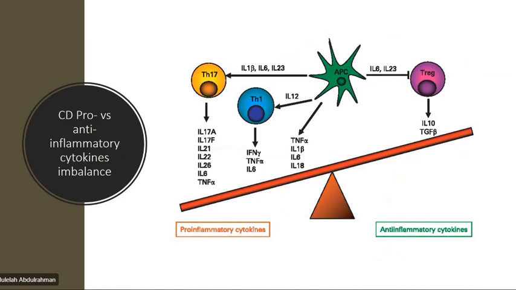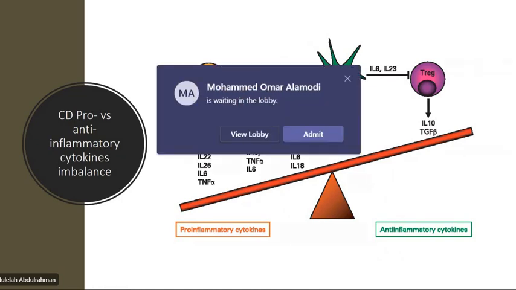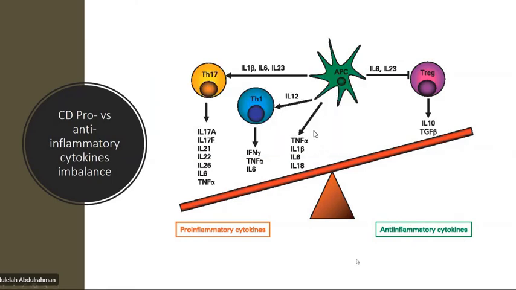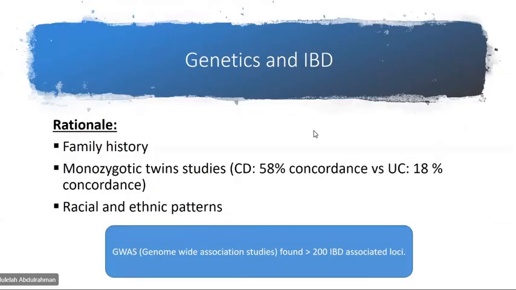We tend to say there are certain pro-inflammatory cytokines and anti-inflammatory cytokines, and for example, interleukin-10 and tumor growth factor beta are called anti-inflammatory cytokines. So if you have an imbalance between both, this might, we think, lead to further cascading inflammation of the gut. Try to go over this quickly as well.